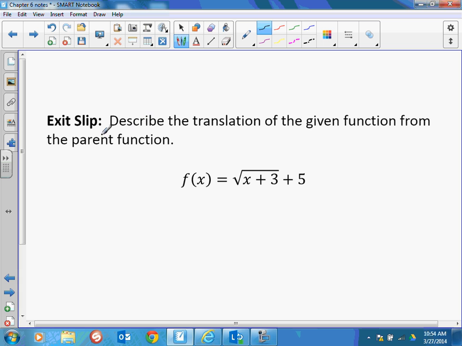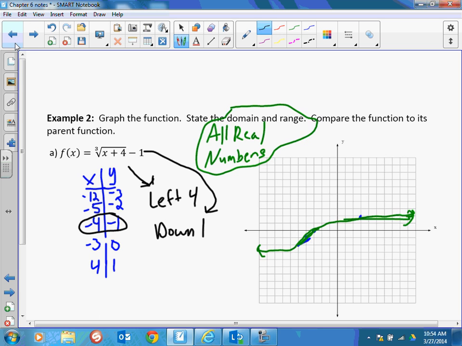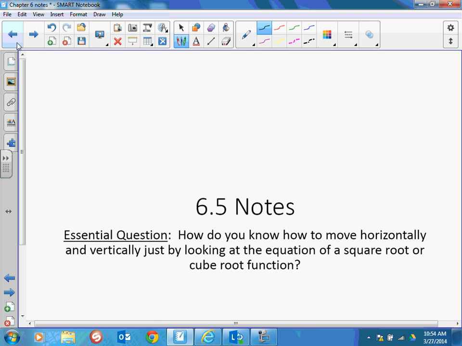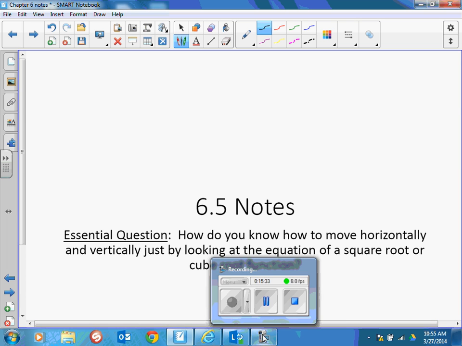Okay, so exit slip: describe the translation of the given function from the parent function. Do this on your own and go back and answer that essential question: how do you know how to move horizontally and vertically just by looking at the equation of a square root or cube root function? You should know how to do this now. So go back and answer that question, and email me if you have any questions, or ask questions next time in class.